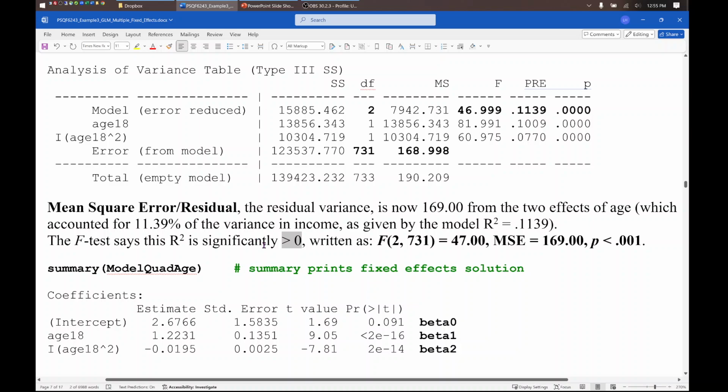So these are in squared units. I'm going to write it this way, where I have the numerator degrees of freedom, denominator, the result of the F, the residual variance, and then the corresponding p-value. And I could tack in the R square at the end of it if I wanted to as well. So the R square tells us that 11.39% of the variance in income is attributable to the linear and quadratic slopes of age.